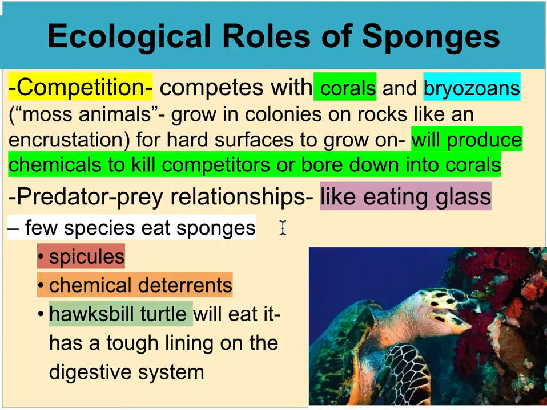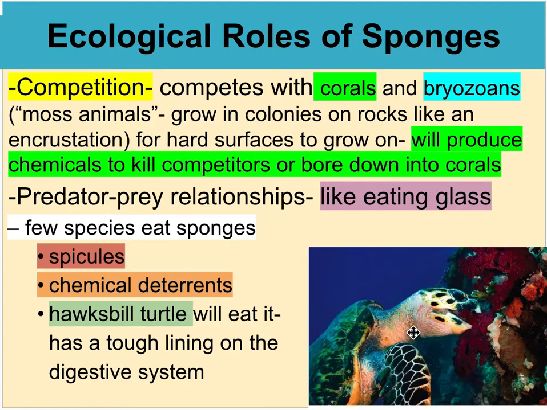Interesting, for predator-prey relationships, sponges have something in them called spicules, which for us would be like eating glass or fiberglass, like these tiny, tiny little glass shards. And so almost nothing can actually eat that and digest it. But sea turtles are an example of something that can.